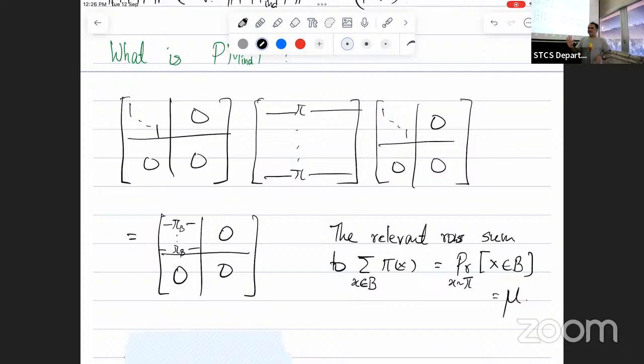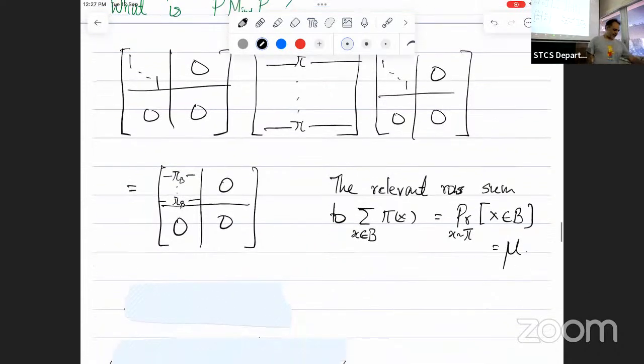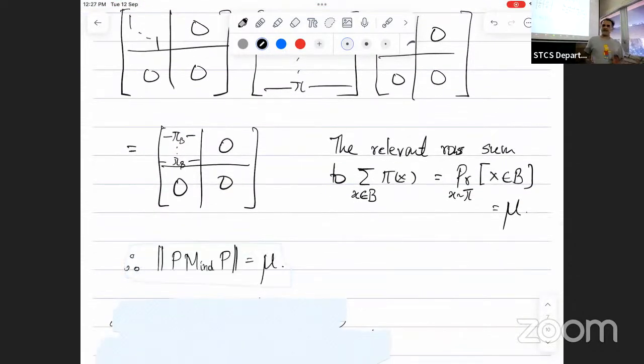There are other ways of also convincing yourself that the spectral norm is mu, but this was the easiest way I could think of. So this tells us that the spectral norm of PMP is in fact exactly equal to mu. And the vector that works for it is the all ones vector supported on B; the factor by which it shrinks is exactly this.